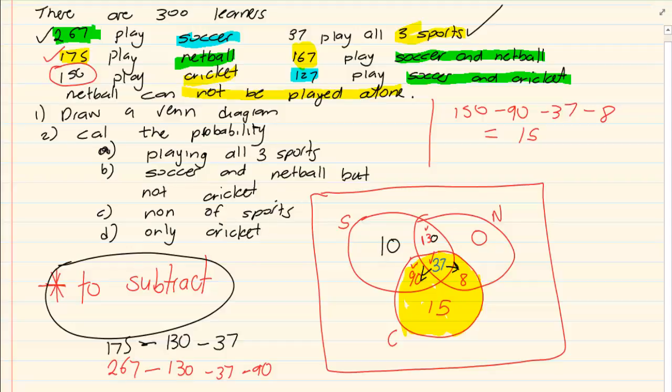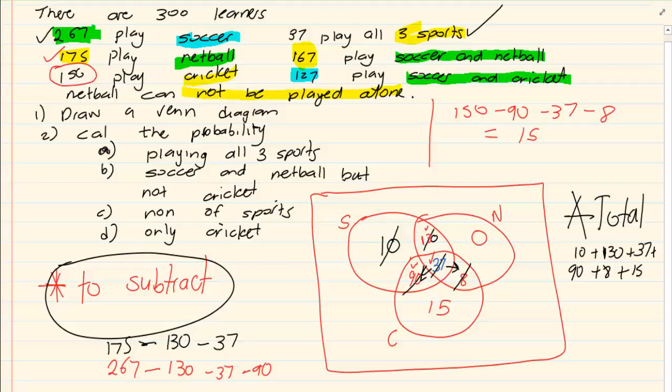But now you must be careful. The first mistake pupils make is they do not subtract. And the second mistake is that we forget to total. Let us look at what we got. The 10 for the soccer, the 130 for the soccer and the netball. Then I've got the 37 where they are all playing. I've got the 90. I've got the 8. And I've got the 15. If you total that, that is equal to 290.